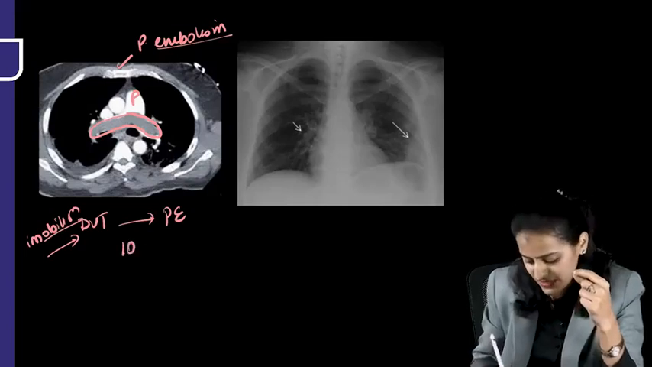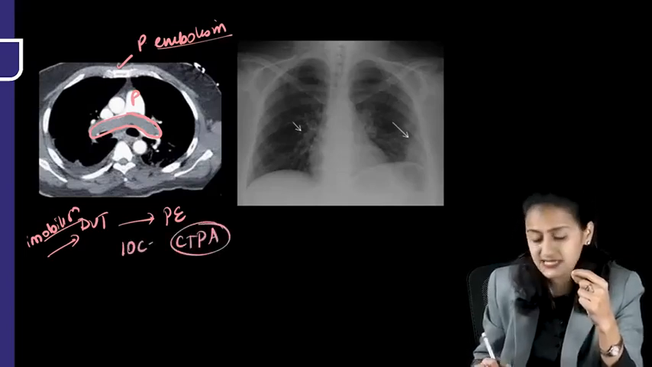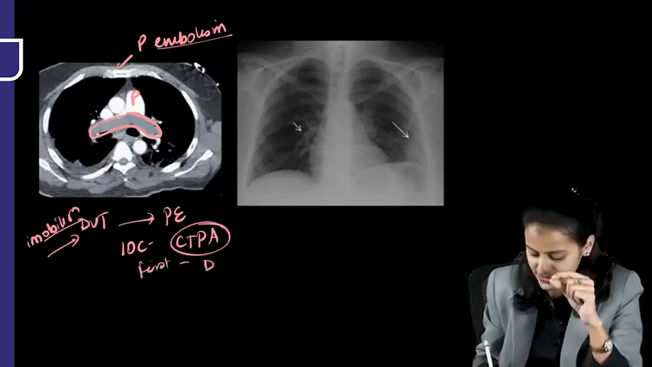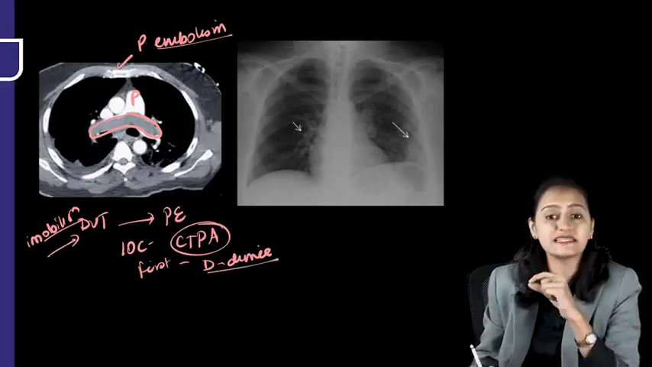And what is the investigation of choice? The investigation of choice is CT pulmonary angio. What is the first investigation? The screening test, that is the D-dimer. Okay, first is the D-dimer.